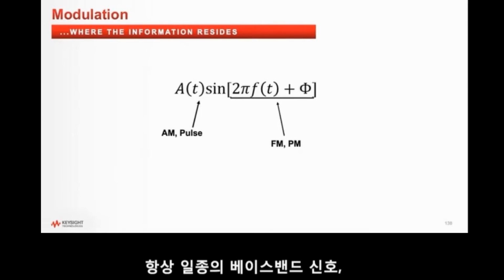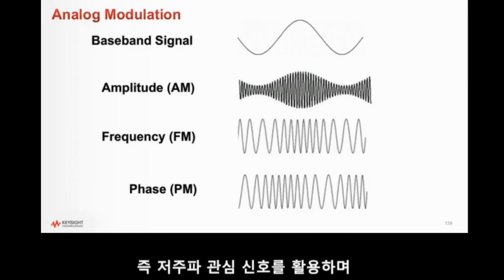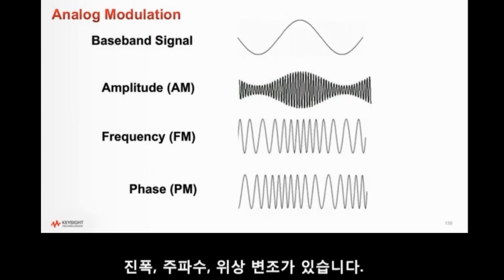There's a few ways to do this. You're always taking some sort of baseband signal, which is your low frequency signal of interest. You're combining it with a higher frequency signal, and you're modulating that high frequency carrier somehow. Amplitude, frequency, and phase modulation.